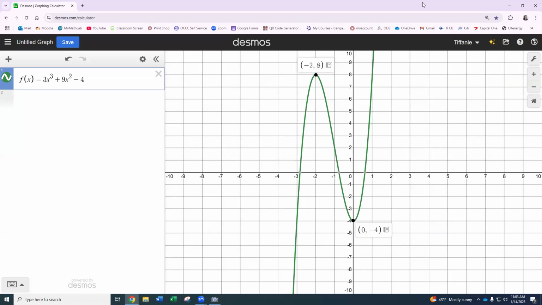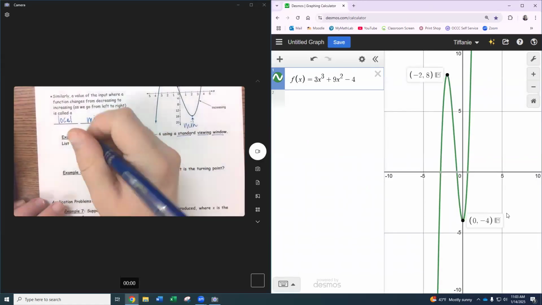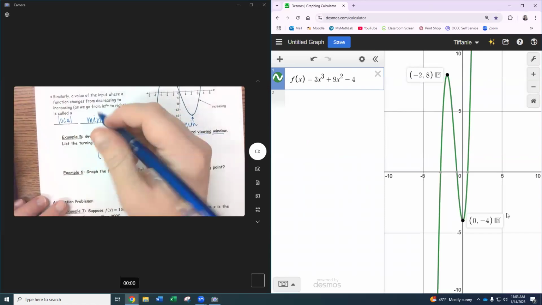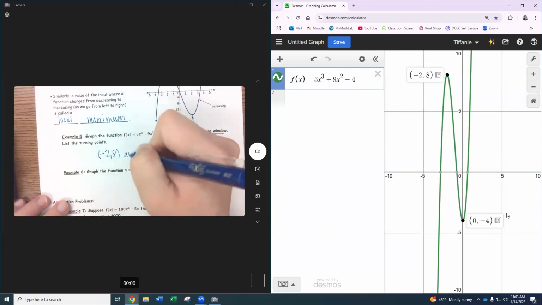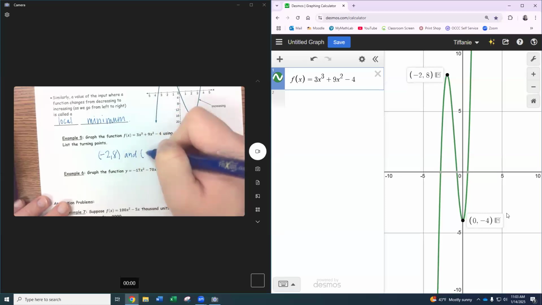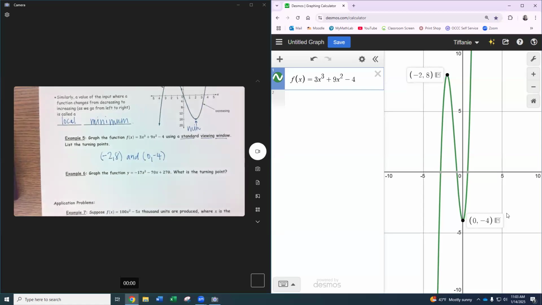So my turning points are at negative 2, 8 and 0, negative 4. Okay, once you type it in, click on the graph and it's going to show you some gray points. You're clicking on those.